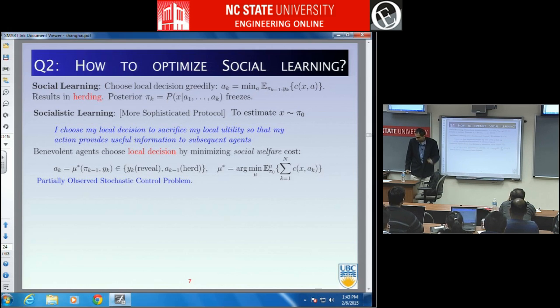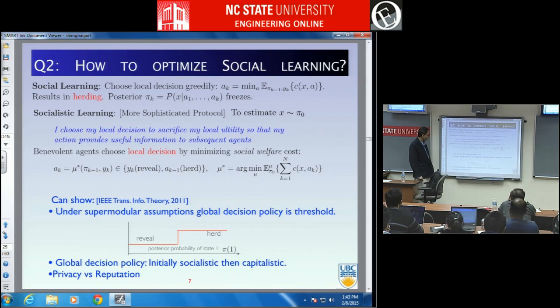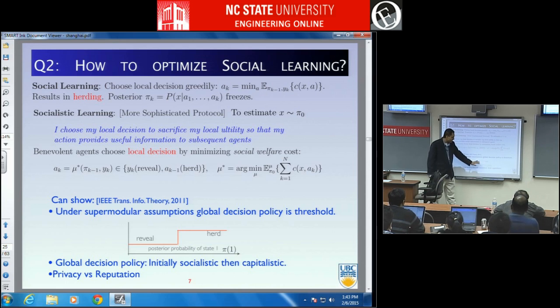So this is a partially observed stochastic control problem, yet in most cases the answer you can prove has a very nice structure. This is in my information theory paper, 2011. In many cases the optimal solution looks something like this. Initially, after all I'm trying to estimate the state X, it's good to be socialistic so that I stop the herding and I get closer and closer to the estimate. When I get sufficiently close to the estimate, okay, I can herd because it doesn't matter, I've got sufficiently close.